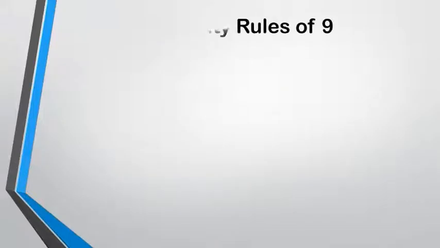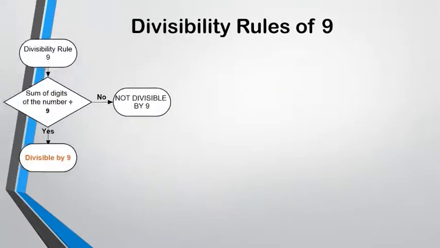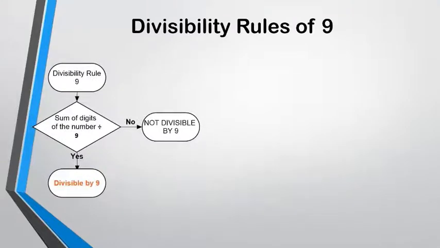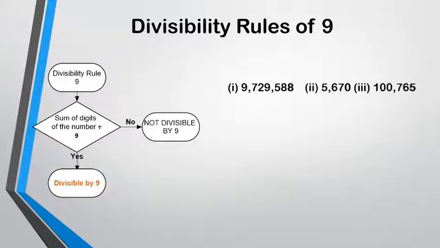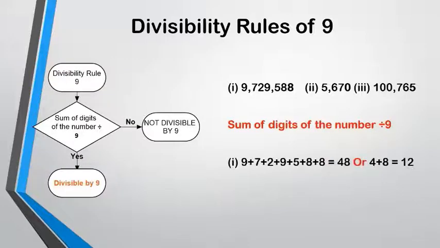Now we will learn the divisibility rule of 9. The divisibility rule of 9 is similar to the divisibility rule of 3. Sum of all the digits should be divisible by 9. Now let's check the divisibility rule of 9 on these 3 numbers. We already know the divisibility rule of 9. So 9 plus 7 plus 2 plus 9 plus 5 plus 8 is equal to 48.